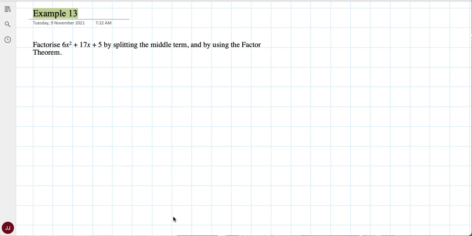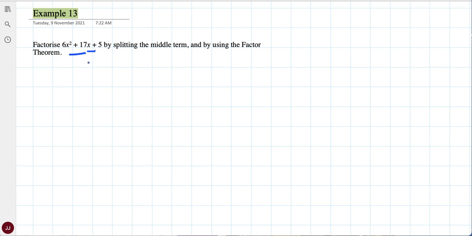Example 13 in polynomials. This is an example of factorizing. As I mentioned earlier, we have two ways to factorize a given polynomial. This is the given polynomial, 6x square plus 17x plus 5. So this polynomial can be factorized by the splitting method or by the factor theorem method. You can use any one of those.